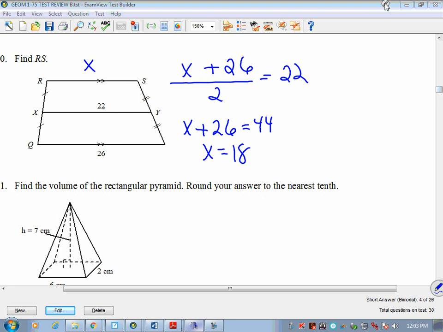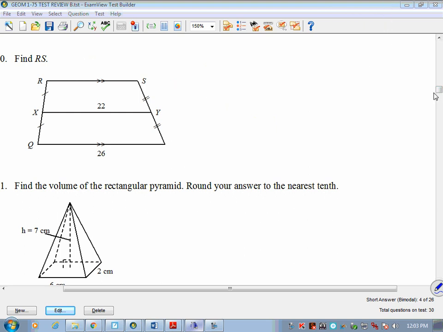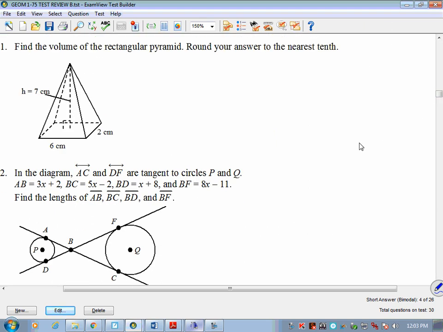So just to kind of give you a couple of different things to think about. Let's see, what is this, 11? Find the volume of a rectangular pyramid. Anybody remember how to find, what's the volume for a rectangular pyramid? That's not it. That's not it. No, that's circle.